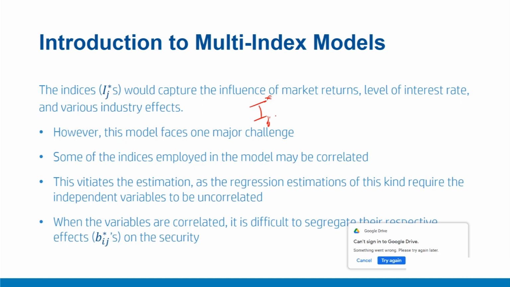While a model of this kind is often employed in the literature, it faces one major challenge. Some of the indices employed in the model may be correlated. This vitiates the estimation, as regression estimations of this kind require all the independent variables Ij, like I1 star, I2 star and so on, to be uncorrelated. However, when the variables are correlated, it is difficult to segregate their respective effects, that is Bij stars, on the security.